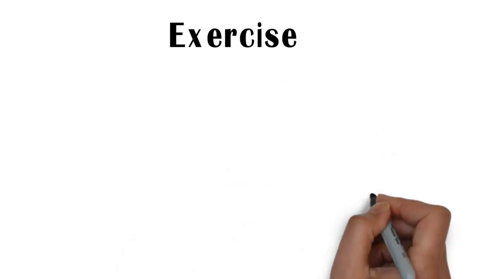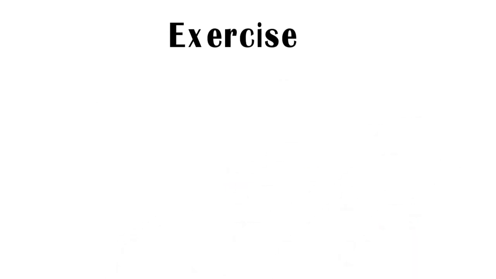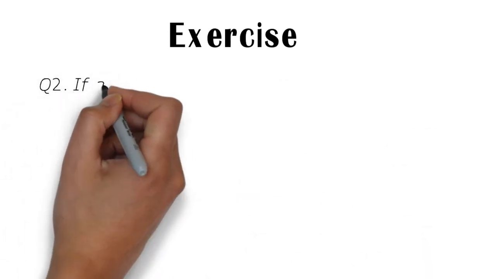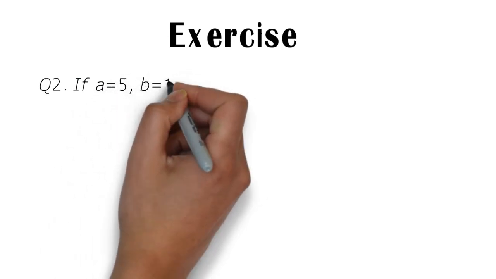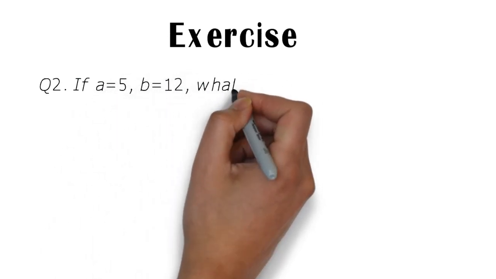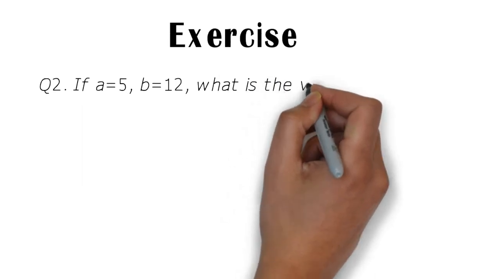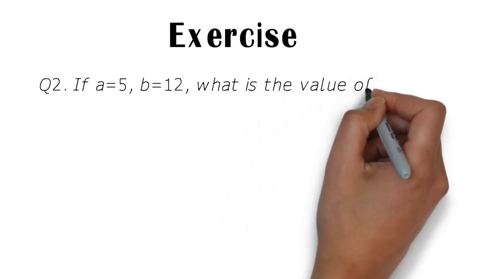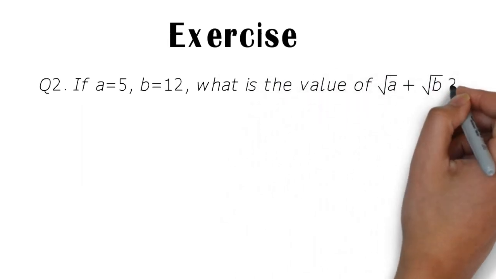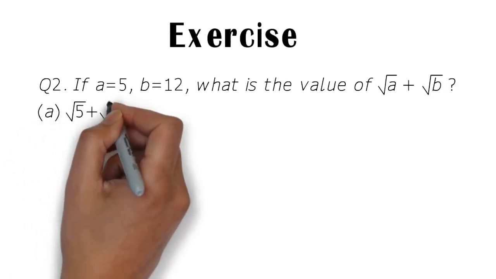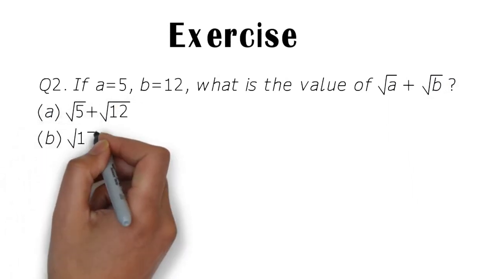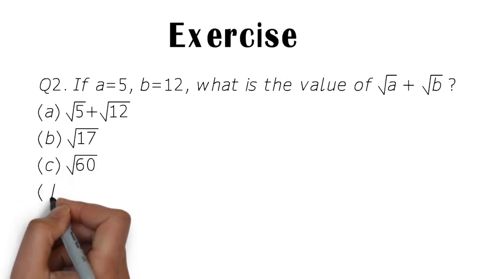Now let's go to question 2. Now if a equals 5 and b equals 12, what is the value of square root of a plus square root of b? A, is it root 5 plus root 12? Is it root 17? Is it root 60? Or is it root 7?